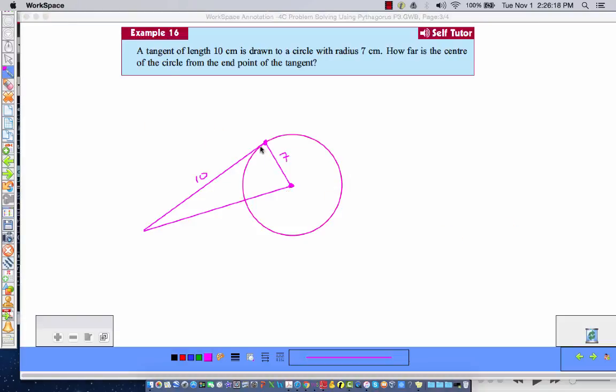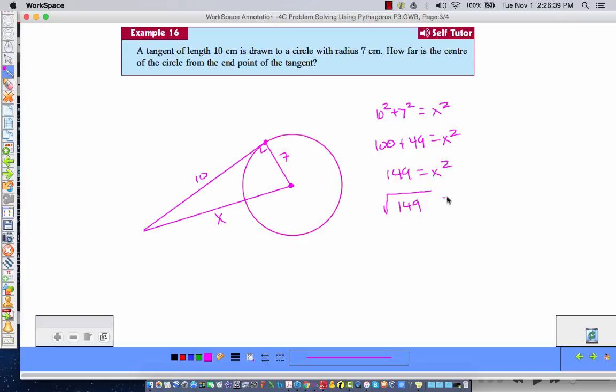This is a right angle. So I'm looking for this. So I know that 10 squared plus 7 squared is equal to x squared. 100 plus 49 is equal to x squared. 149 equals x squared. So the square root of 149 is equal to x. There we go. Then I'll show you another example that's a little more challenging.